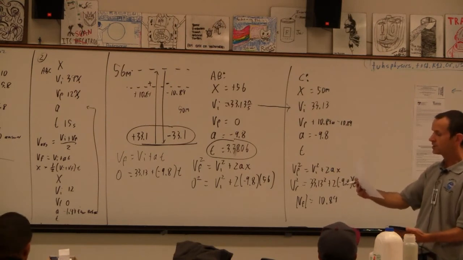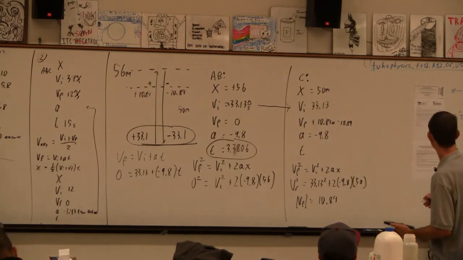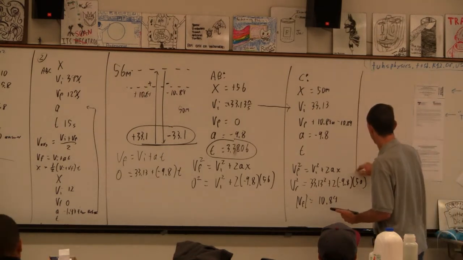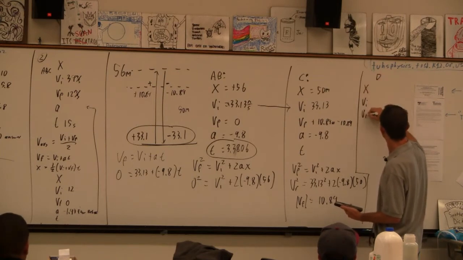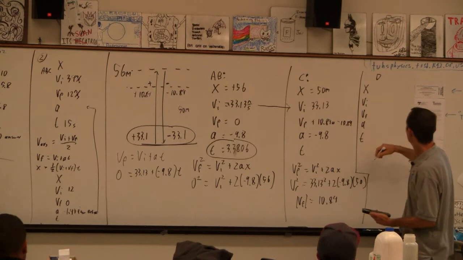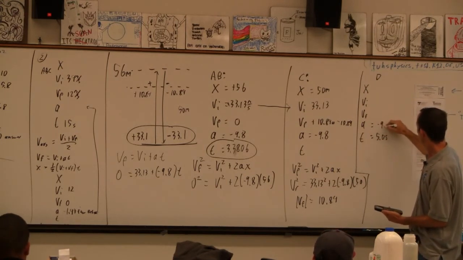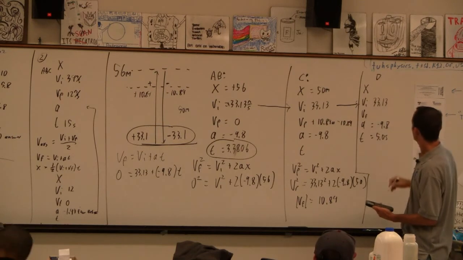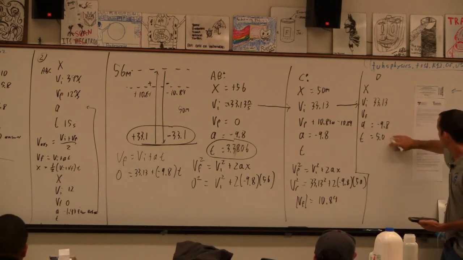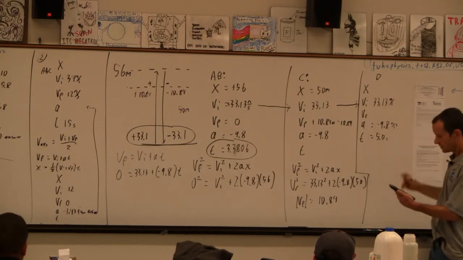And then D says, what's the rocket's velocity and position 5 seconds after it's launched? That's yet another thing. Okay, so this is D. We know the time is 5 seconds. The acceleration is negative 9.8 meters per second squared. The initial velocity, we'll use the same one, because it's the same launch. Okay, and then that's what we know.